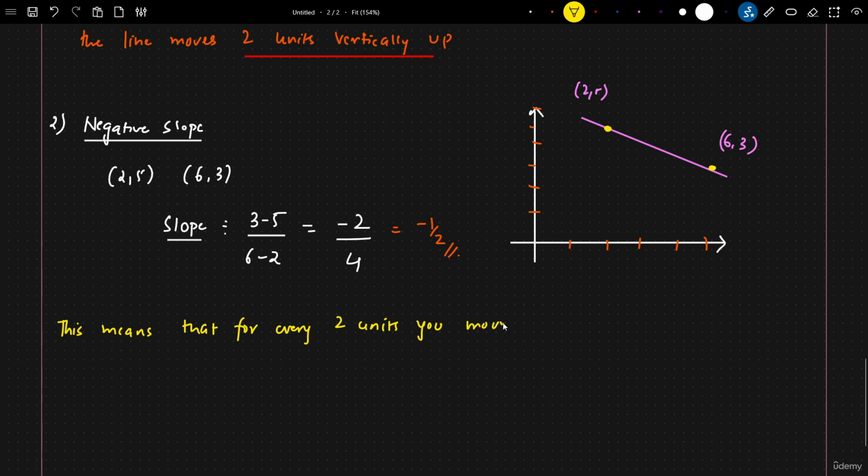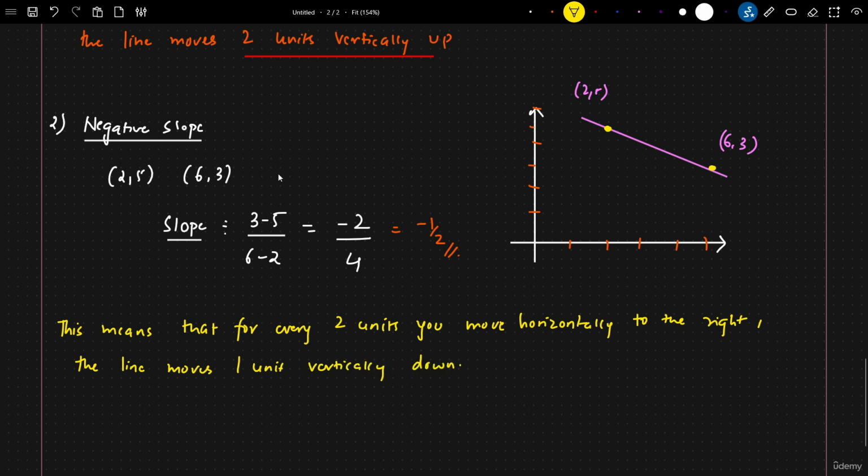you move horizontally to the right. If I move 1 unit to the right, the vertical direction was coming down by half a unit. But when I make it 2, the vertical direction will be by 1 unit. So I can write, the line moves 1 unit vertically down, right? This is what we can come up with.